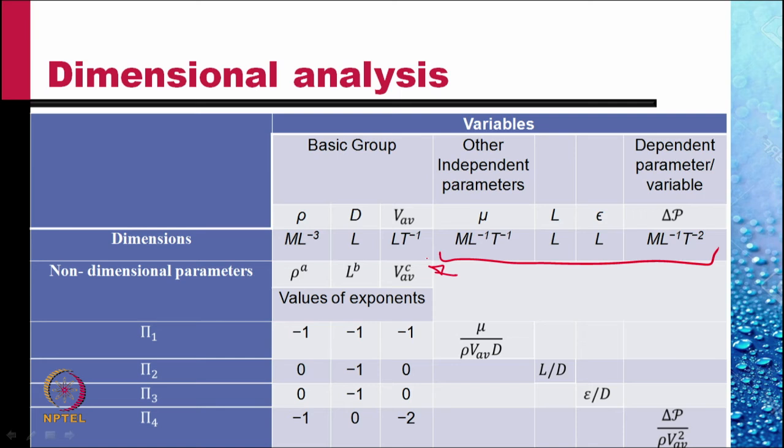If we use viscosity, we get a parameter mu divided by rho V average D as non-dimensional pi number. The inverse of this is the Reynolds number. With L, you get L by D as a non-dimensional parameter. With epsilon, you get epsilon by D as a non-dimensional parameter. With delta P, the dependent parameter, we get delta P divided by rho V average square as the dependent non-dimensional parameter, pi 4.